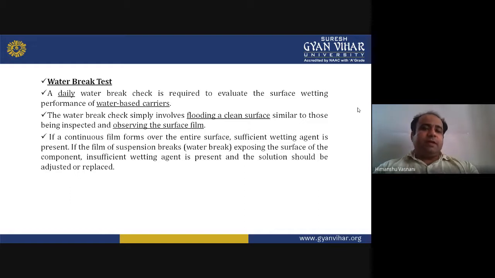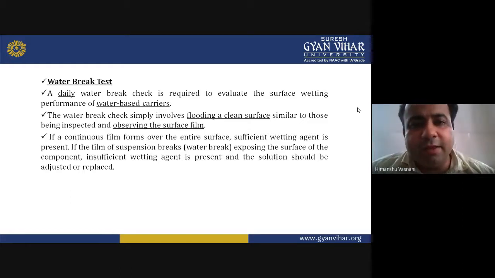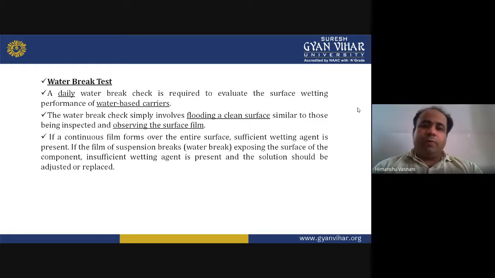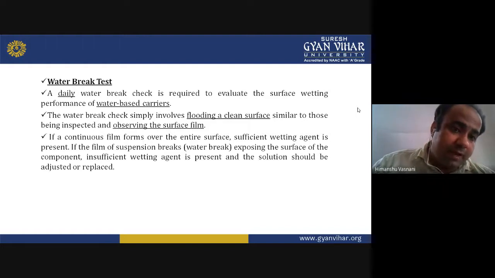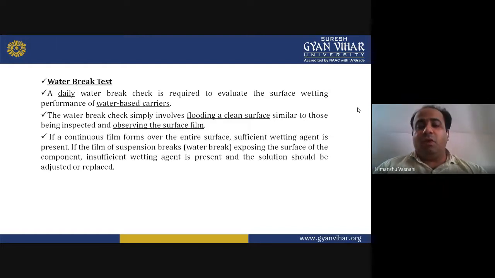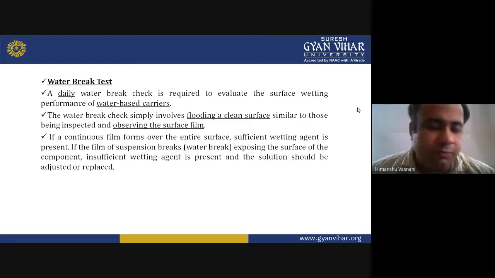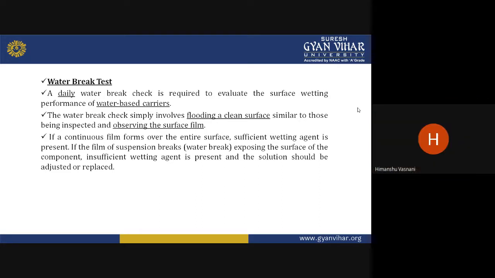Water break test, very important. A daily water break check is required to evaluate the surface wetting performance of the water-based carrier. The water break check simply involves flooding a clean surface similar to those being inspected and observing the surface film.